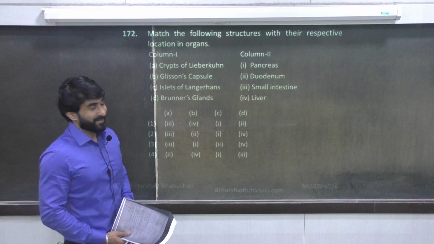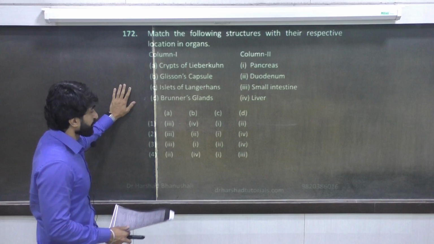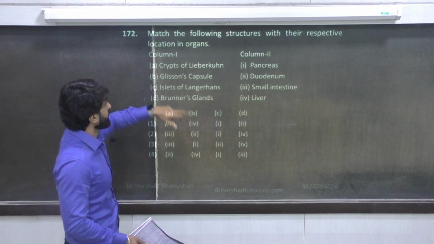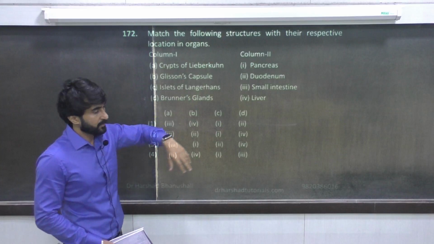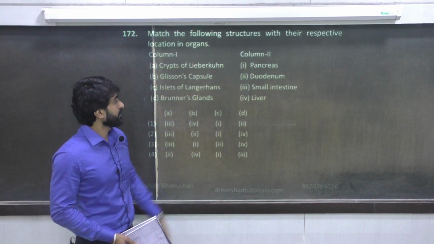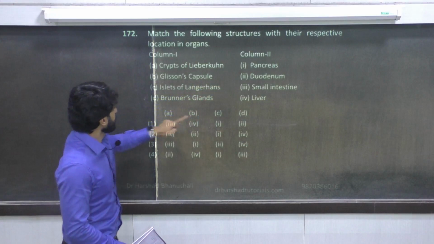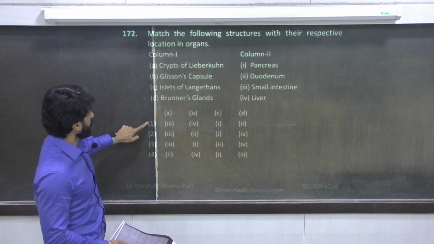Match the column again. Question number 172. Match the following structures with their respective location in the organs. Now, crypts of Lieberkuhn are structures found in your small intestine, an easy NCERT based question. Glisson's capsule is there in your liver. The hexagonal regions are covered by Glisson's capsule. Islets of Langerhans, easiest part, found in pancreas. And Brunner's gland are found in the duodenum. So you have A, 3, B, 4, C, 1, and D, 2. That would be option number 1. So that's question number 172.